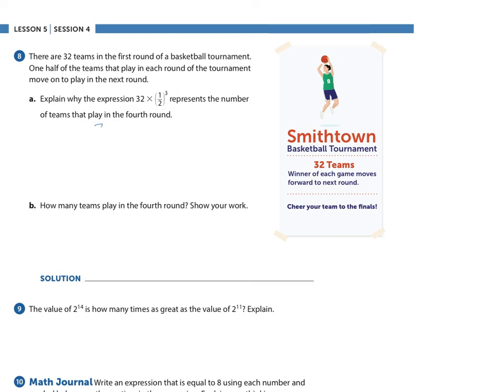So round 1, you have 32 teams, right? So we're going to take half of that to go to round 2, half of that to go to round 3, half of that to go to round 4. So how many times did we take half? 1, 2, 3. So it represents it because there are 3 rounds to get to the fourth. So to go from the first round to the fourth round, there are 3 rounds. Equals the power of 3.